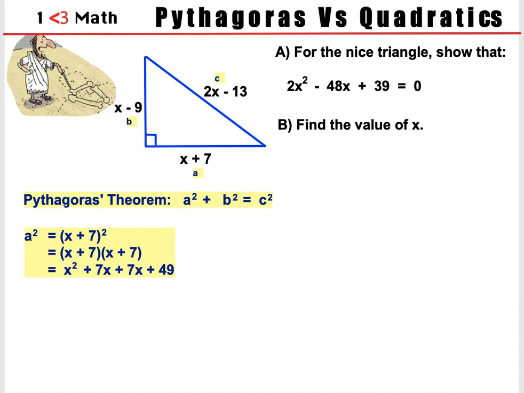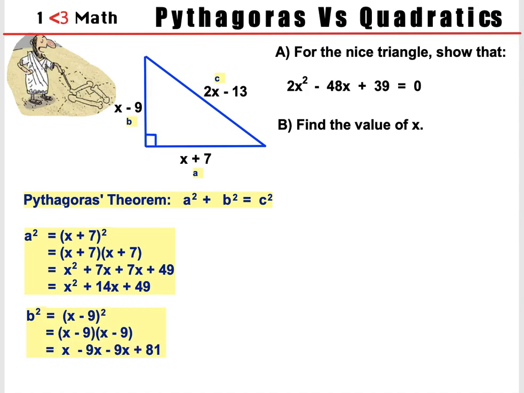We can then simplify by collecting like terms. That's going to give us x squared plus 14x, because plus 7x plus 7x, plus 49. We can't do anything with that just yet. Now we're going to work out the expression of b squared. So this is going to be x minus 9 squared. Again, it's a bracket squared, so it's the bracket times the bracket. That gives us x squared minus 9x minus 9x plus 81.